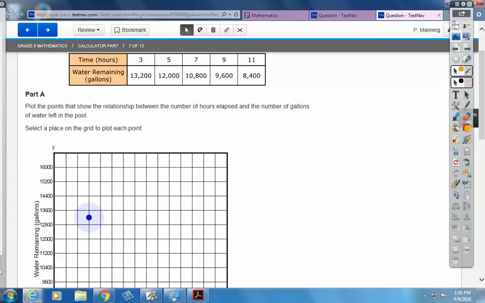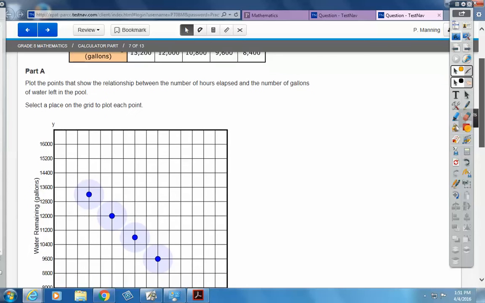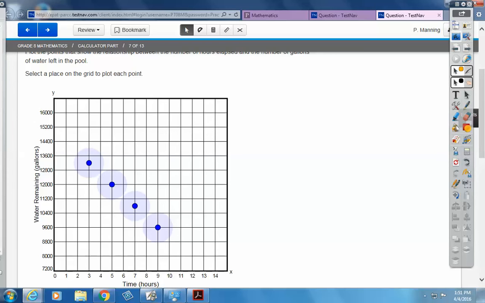So then we have 5 and 12,000. So 4, 5, 12,000. 7, 10,800. So 10,800 is going to be in between these 2 lines, and that was 5, 6, 7. And then 9,600. And then 11, 8,400. So I go to 11 and 8,400, which is going to be right there. And so I've successfully plotted all the points.